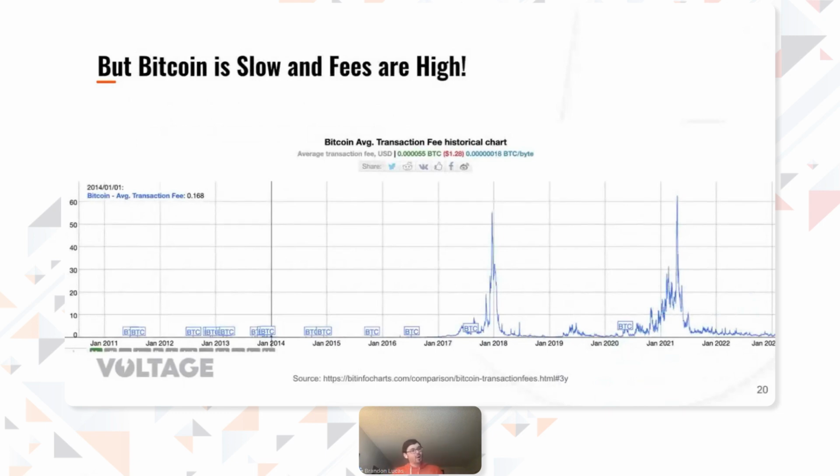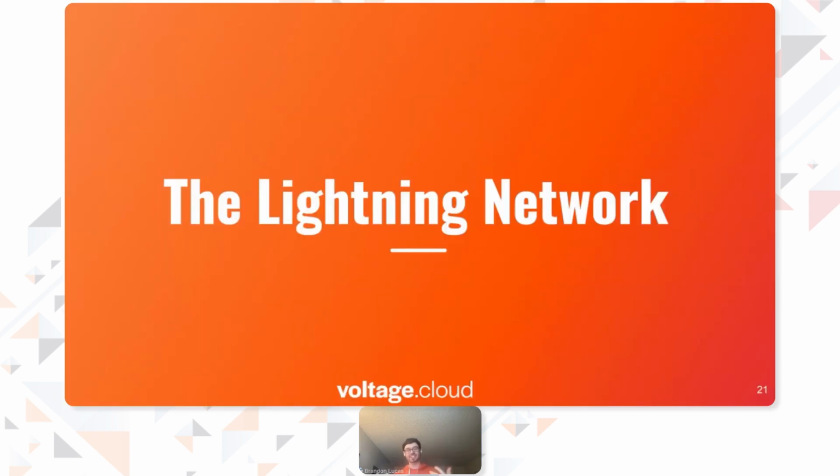People were like, okay, Bitcoin provides a lot of solutions here, but in terms of micropayments, Bitcoin is slow and the fees are high. Luckily, we actually now have a solution for this, right? And that is the Lightning Network. So this is the fun stuff now.